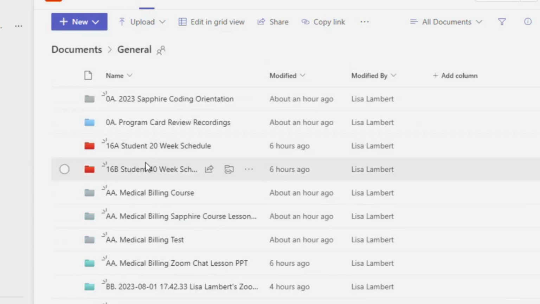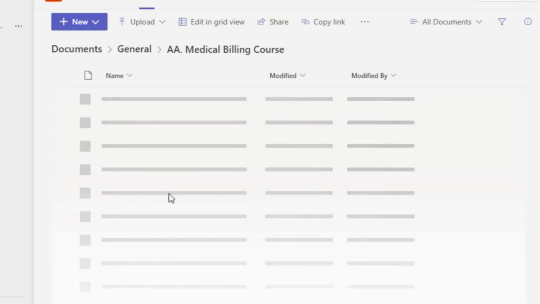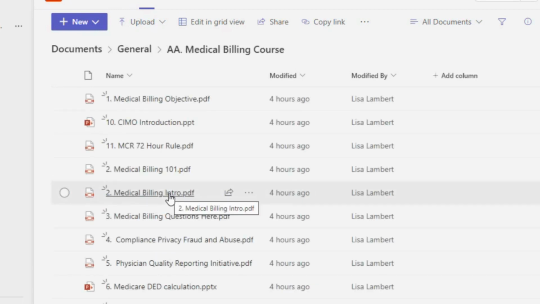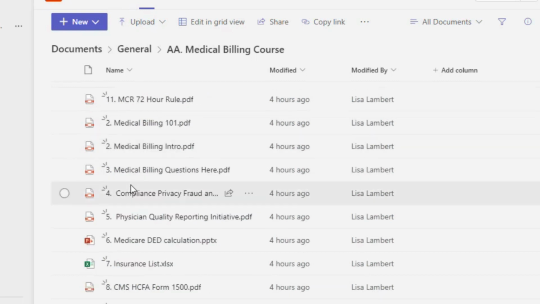Okay, hold on. I'm gonna open this one. Now they're supposed to be 1, 2, 3, 4, 5, 6. You see how they kind of went out of whack right here? Okay. They should be in the right order, which is not a problem.